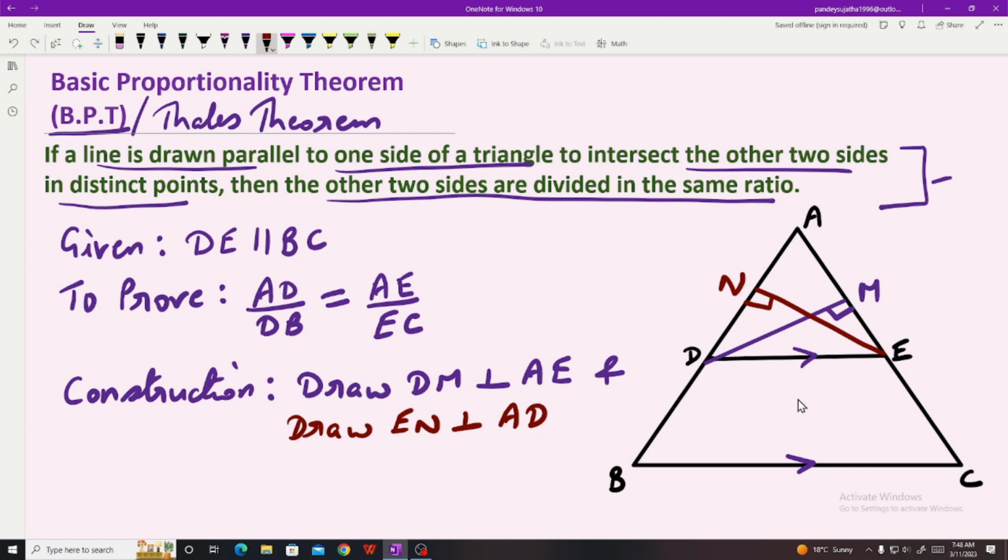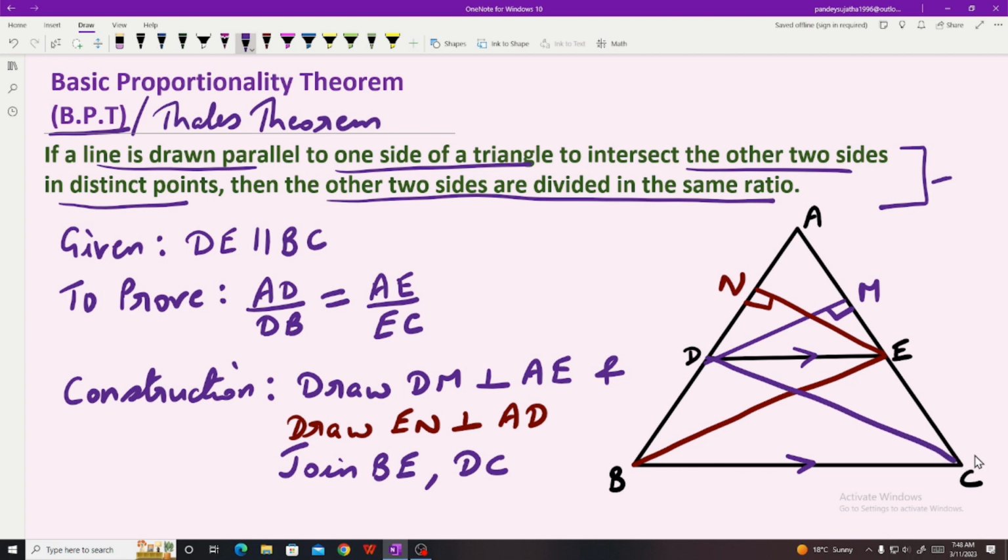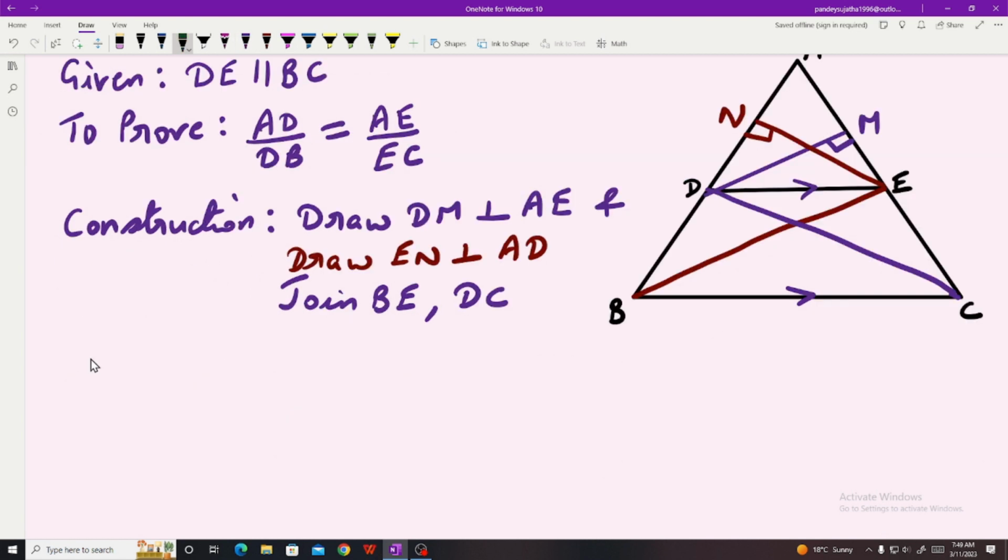And then join B to E, and join C and D. So this construction is required to prove this theorem. Now let's prove. So write proof here.